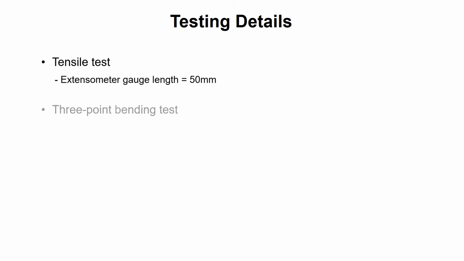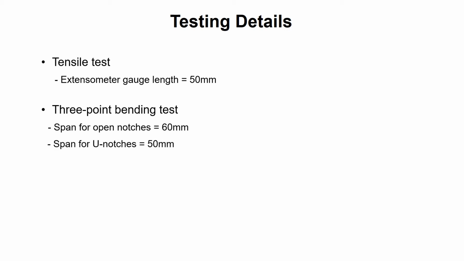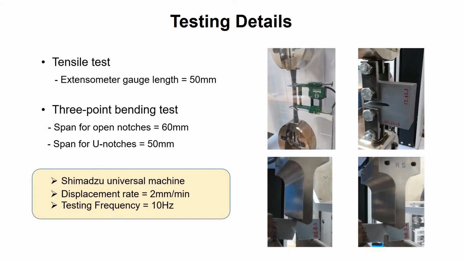Next, moving on to the testing details. The tensile tests are carried out on plain, notched, and CT specimens. An extensometer with gauge length of 50 mm is used for tensile tests of plain specimens. For 3-point bending test, the span between lower supports for open notches is set at 60 mm, whereas the span between lower supports for U notches is set at 50 mm. All tests are carried out by the Shimadzu universal machine at a displacement rate of 2 mm per minute and a frequency of 10 Hz.